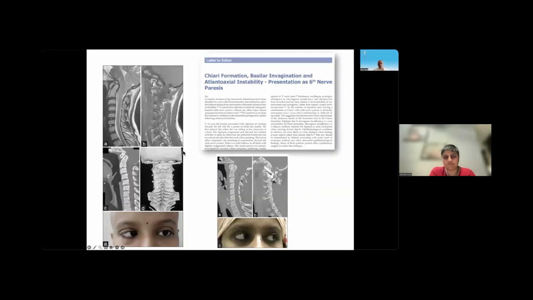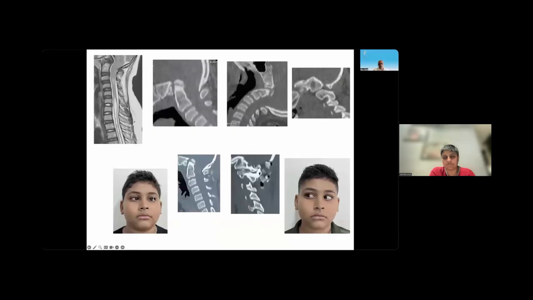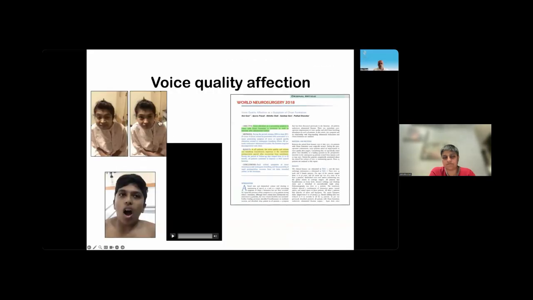Eye movement disturbance can be present due to Chiari malformation. There is no problem here. Don't start decompressing. This needs stabilization. This kind of eye movement disturbance is quite a frequent issue in Chiari. The voice quality affection, sleep apnea.